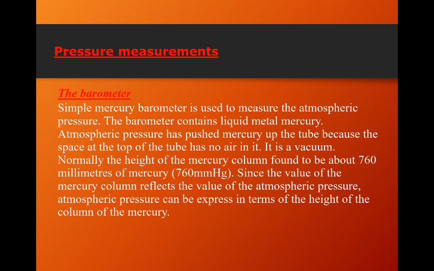Normally, the height of the mercury column is found to be about 760 millimeters of mercury. Since the height of the mercury column reflects the value of the atmospheric pressure, it can be expressed in terms of the height of the column of mercury.